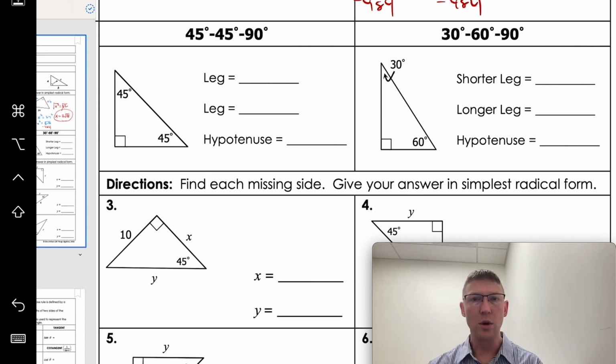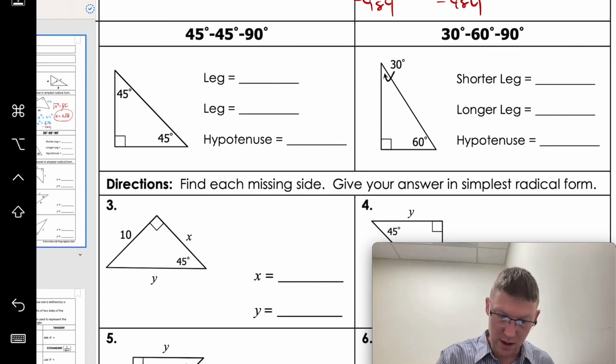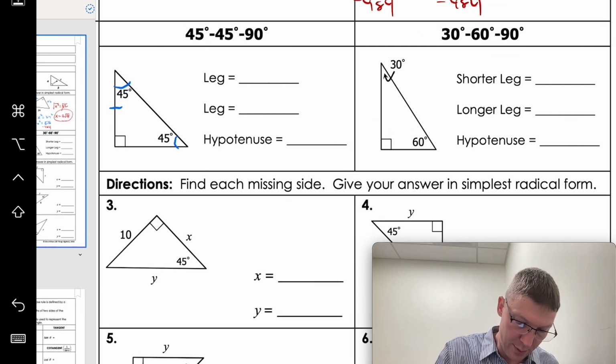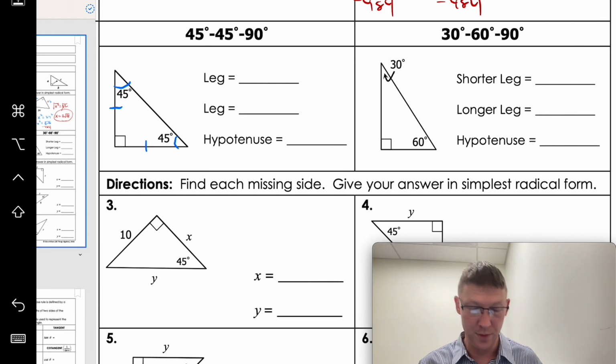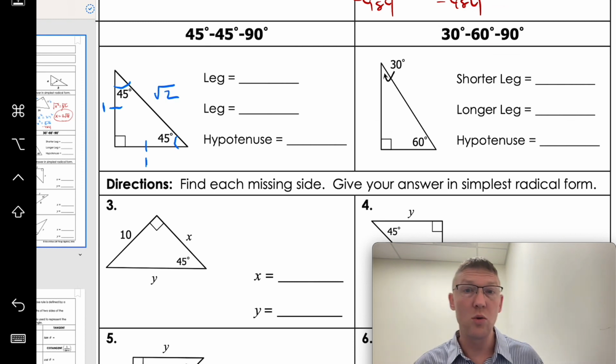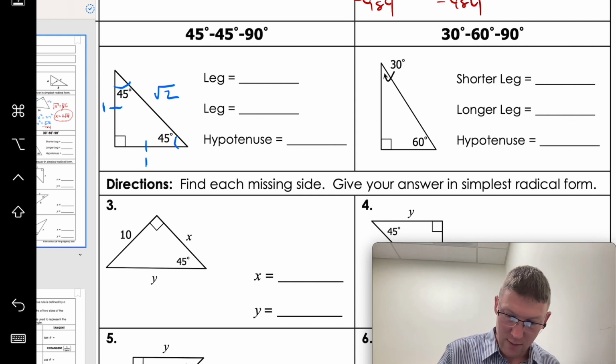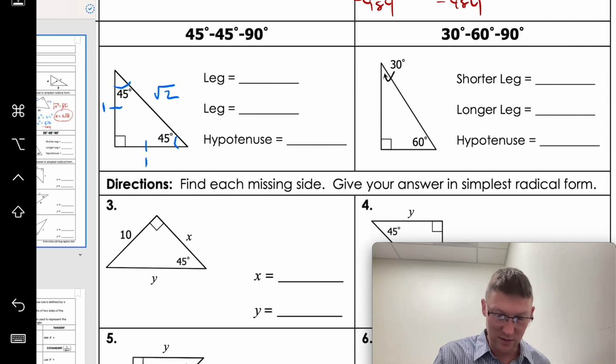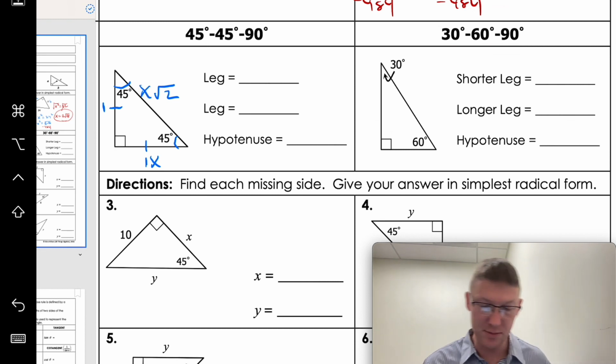So number one, we're going to start with the 45, 45, 90 triangle. Because both of these angles are the same, both of these sides are going to be the same. And if we call these sides 1 and 1, the hypotenuse is going to be square root of 2. Another way we can say that is if we define our side lengths as x, then our hypotenuse is going to be x times the square root of 2.